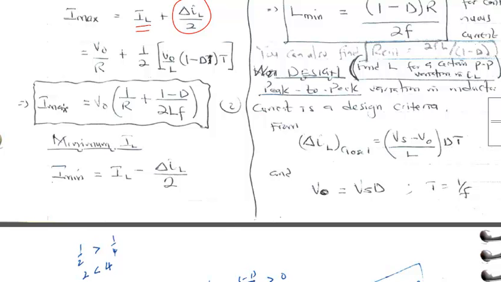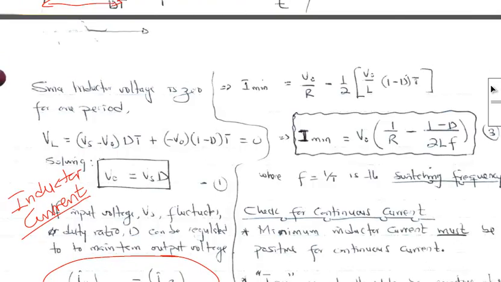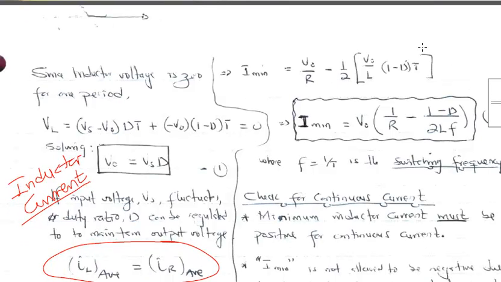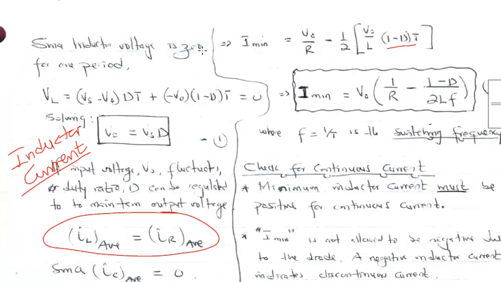We can do the same thing for the minimum inductor current. So the average minus the change in inductor current over 2 should give us IL min. If we go to the other part of this page for the continuation of the notes, if we use the formula for the change in inductor current when the switch is open, and you can easily see that because of that, then we obtain the minimum inductor current.